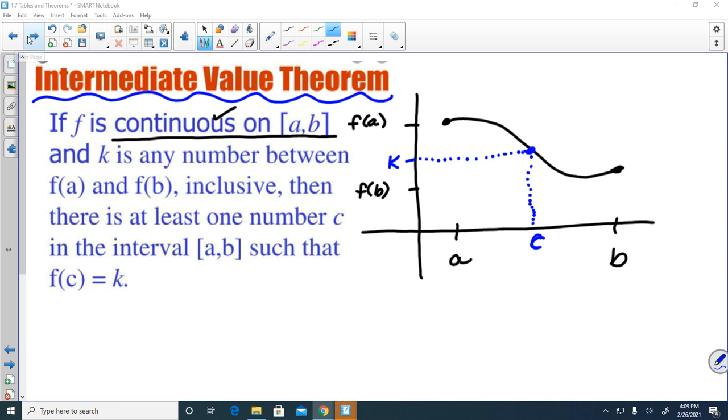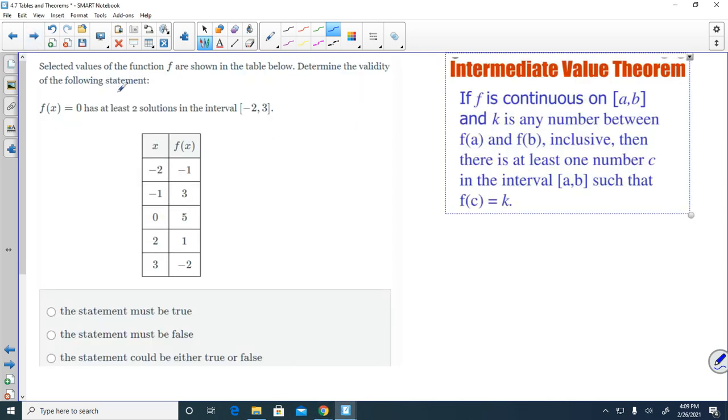So that's what that means. Here's how you'll be asked about it. Selected values of the function f are shown in the table below. Determine the validity of the statement. So we're given a statement, we've got a table, and we have to say if it must be true, must be false, or could be either true or false. It's saying f of 0 has at least two solutions in the closed interval from -2 to 3. So -2 to 3 right here. It says y has to be 0 somewhere.